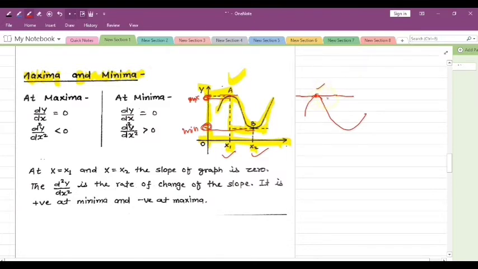Then you will notice that the angle made by this line with the horizontal x-axis is 0 degrees, or you can say its slope is how much? That slope is 0. Okay, for any graph, dy over dx is called the slope of the graph.